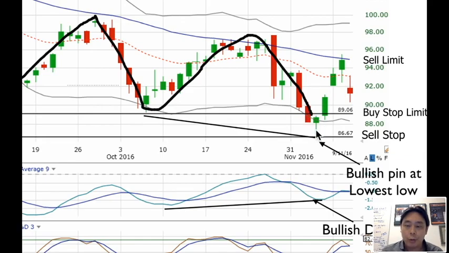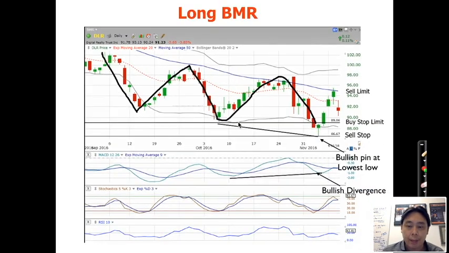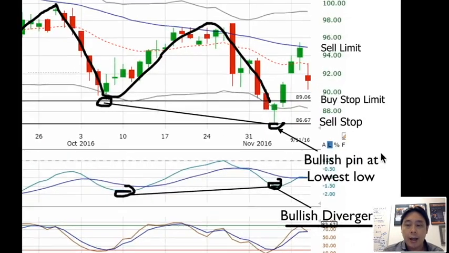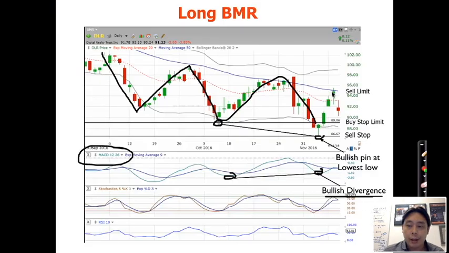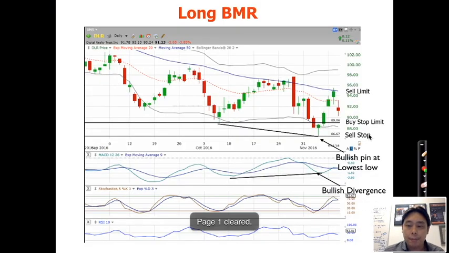So what do we do? We check for divergence, and you can see that there's a divergence that appears on the MACD, where the price makes lower lows. You connect this swing low to this swing low, and the MACD makes higher lows. So you've got one bullish divergence pattern that appears at the bullish pin bar. So there's a very high probability of a reversal, and we place our order.